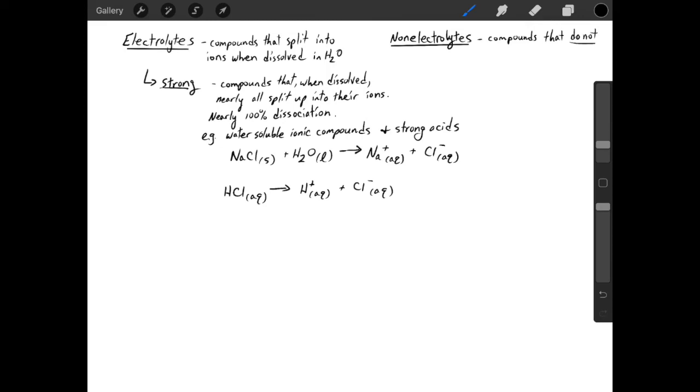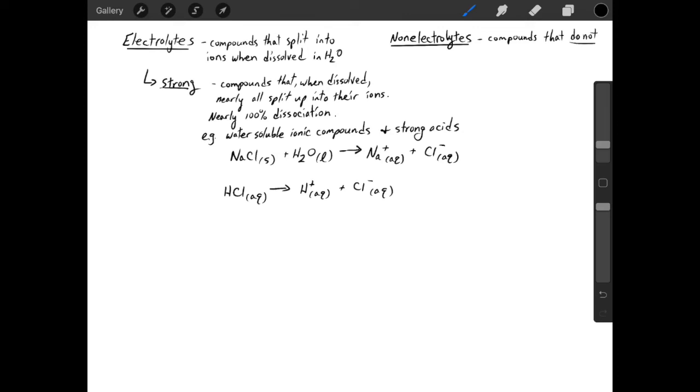And if you look at the states of matter in the equation that I've shown, you'll see that the solid and the liquid, when they mix, produce ions that are aqueous. The ions are solvated by the water. And in the second example, HCl splitting up into H+ and Cl−, again, you'll notice that we have the state of matter aqueous, implying that all of these things are happening in solution.